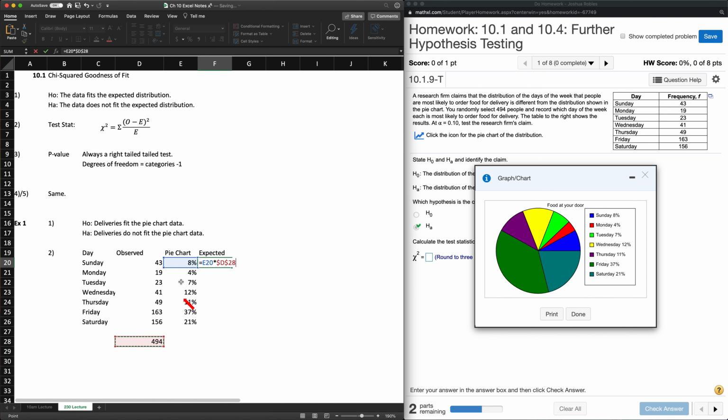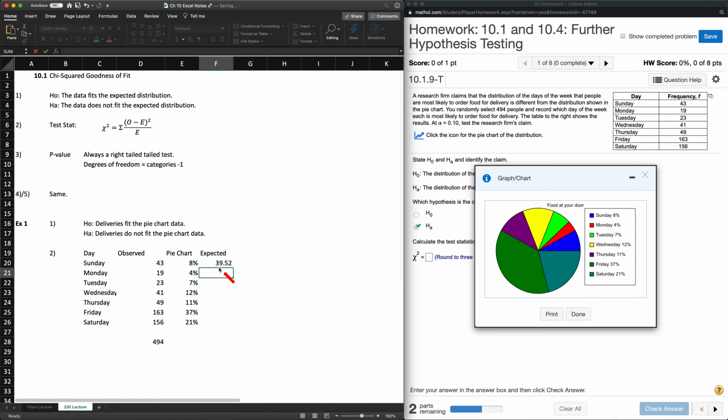So that I can properly autofill there. So 8% of the 494 is going to tell me how many I would have expected here. And we can see that this is close and it makes some sense according to the problem. So if there were 494 deliveries in a week, I would expect 8% of them on a Sunday, and that would be 39.52.